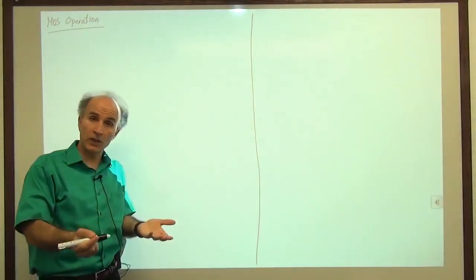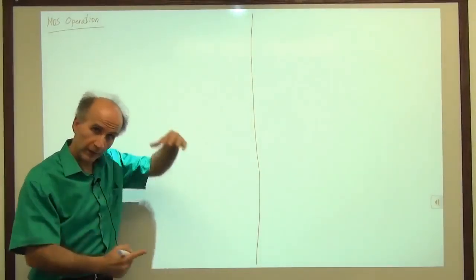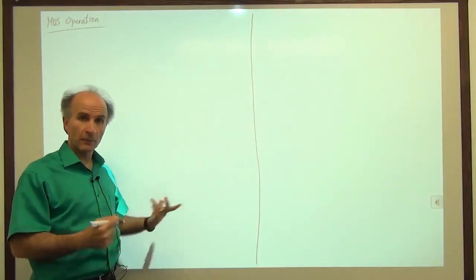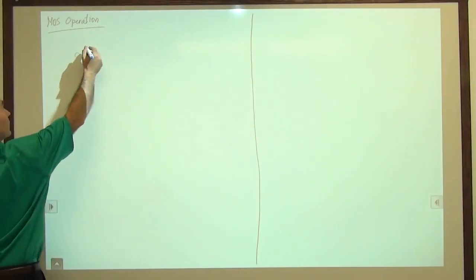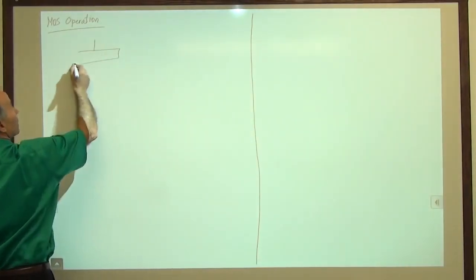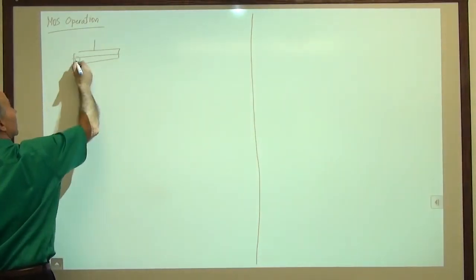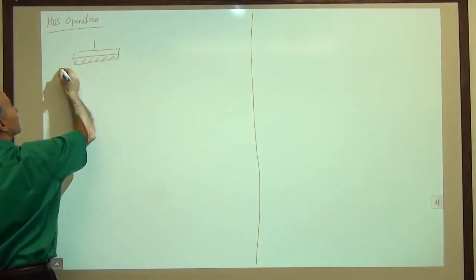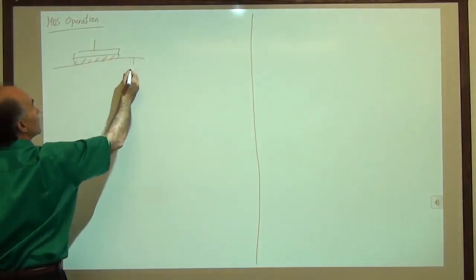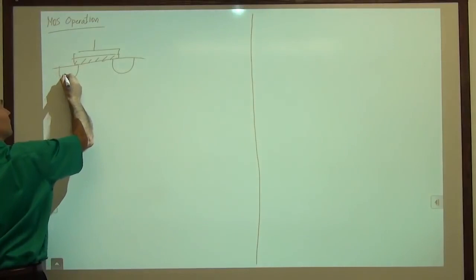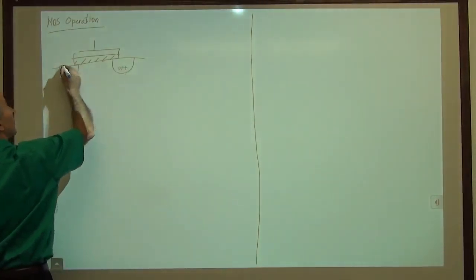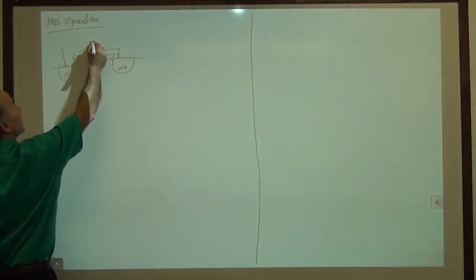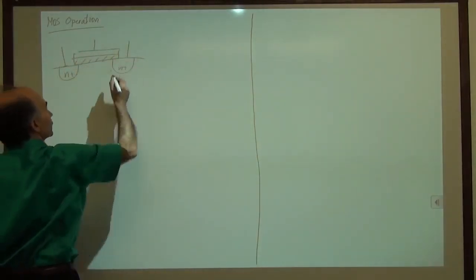Just the way we did for p-n junctions, right? First we drew the whole p-n junction and everything, the depletion region, but eventually we just drew the diode symbol for it. All right, so here's the structure. We have our gate and our oxide. Then we have the source and drain areas, n plus and n plus. And we have our gate and source and drain.